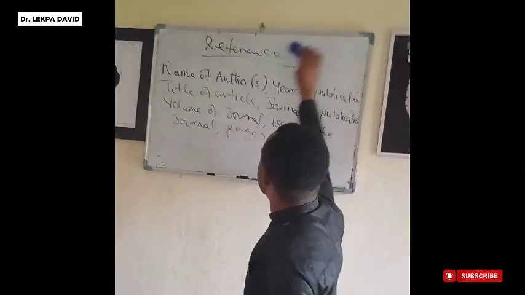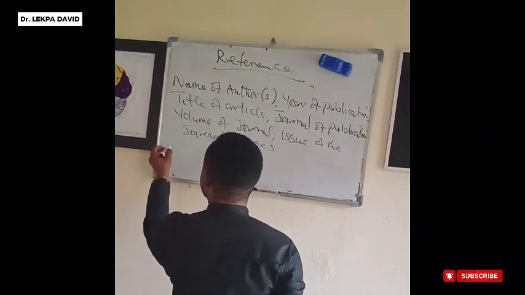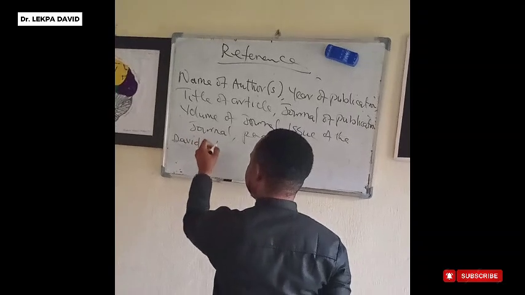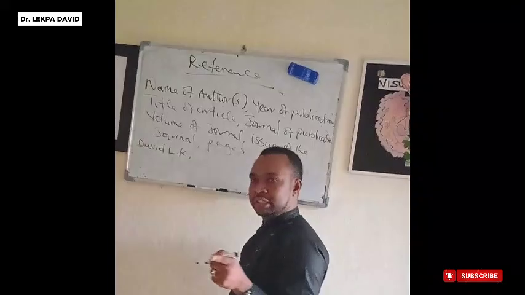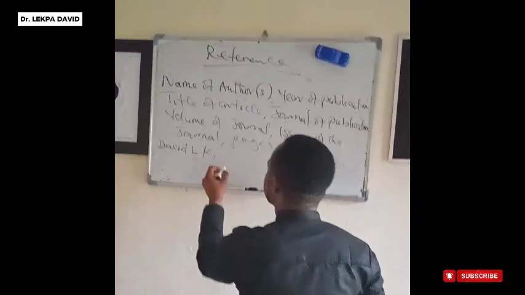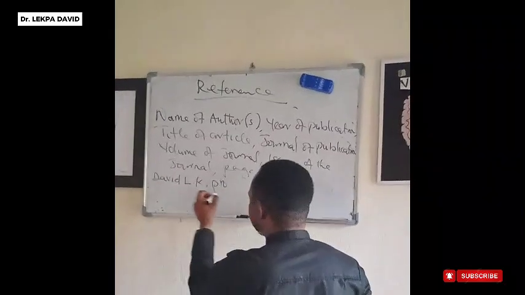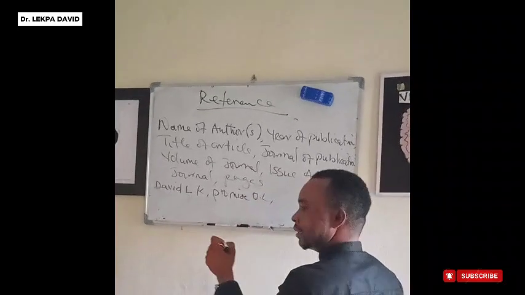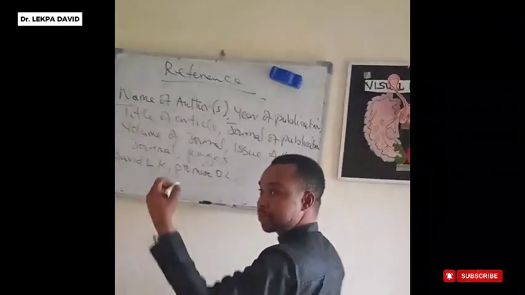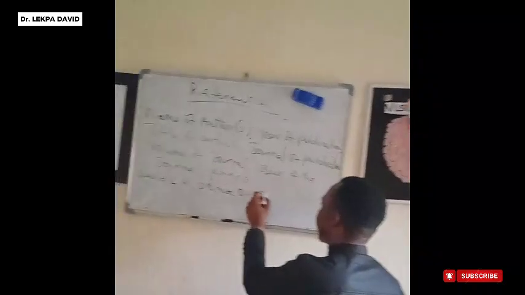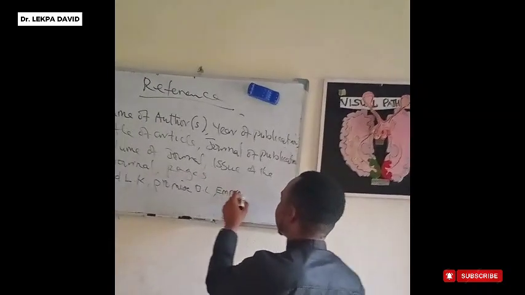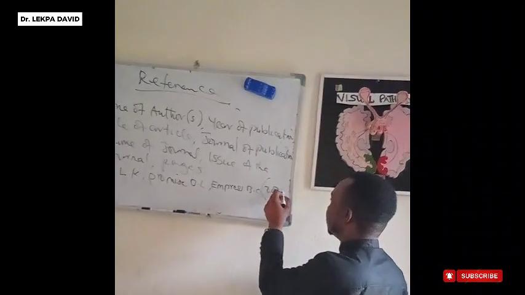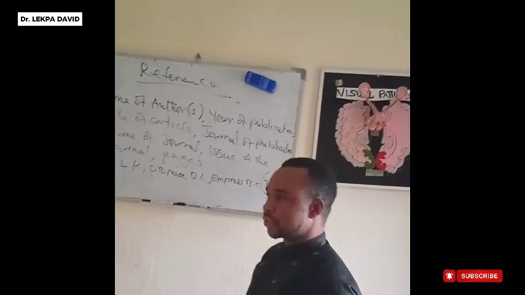Okay? So for example, let's use the one we said, David. My initial is LK, right? Comma. The other person is Promise. Let's assume Promise is the surname. Remember, it's the surname we are using. Promise BL. Comma. Then another name, because we say et al, meaning it's more than one. So Empress BC. That is 2025. Okay. The title of the article.